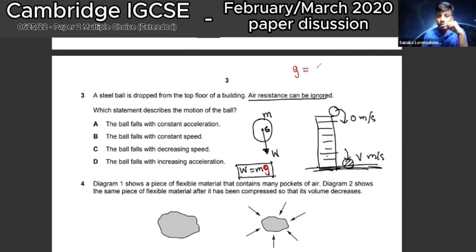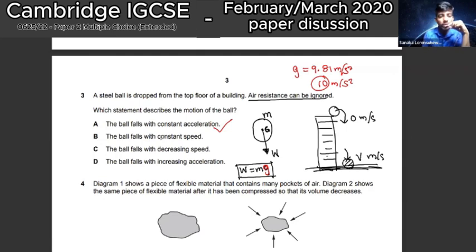It has a value. The actual value is 9.81 meters per second squared, but we take it as 10 meters per second squared. Then it is a constant value. So the acceleration is constant because g is constant. The first one is the answer, no? The ball falls with constant acceleration. It is correct. Let's see the others.